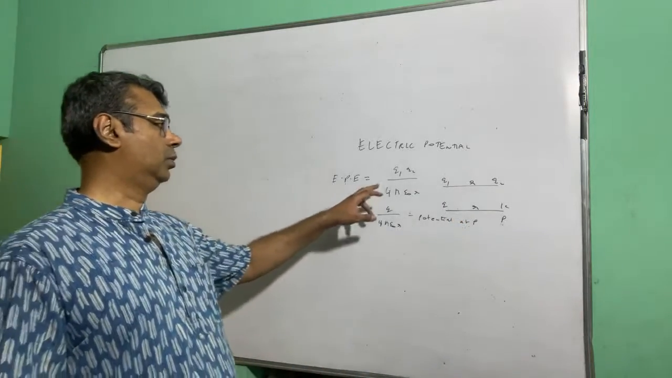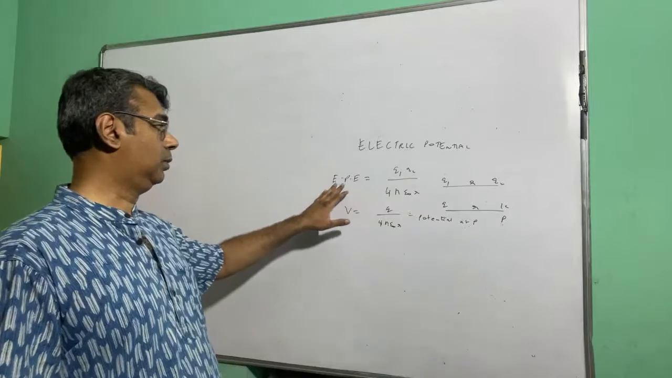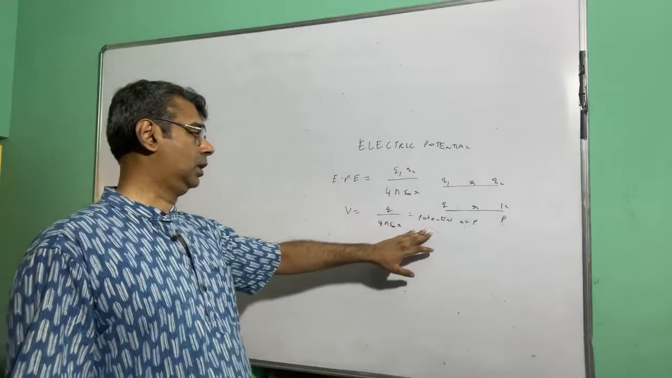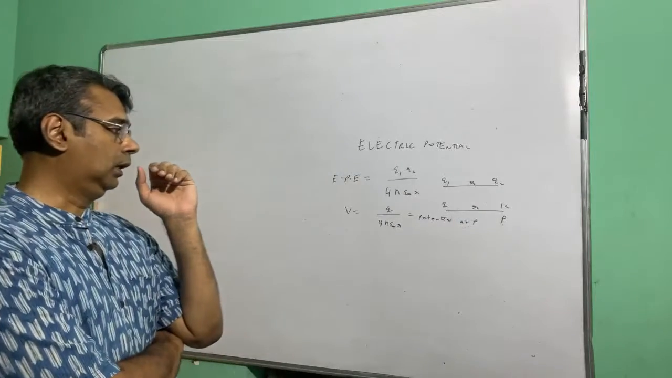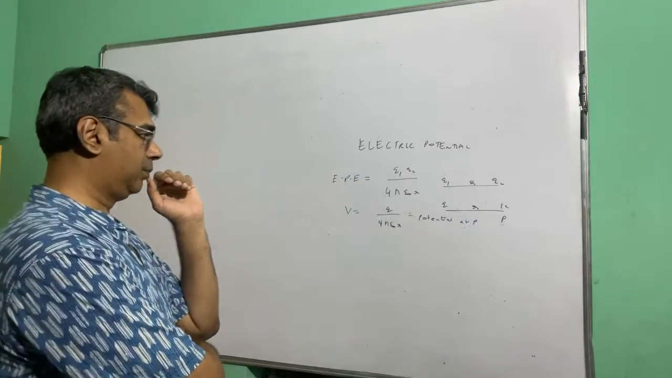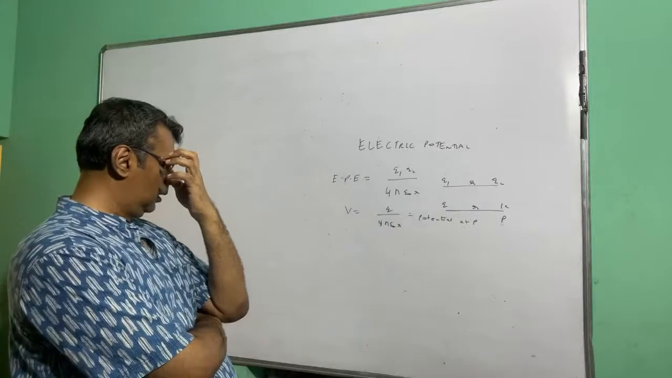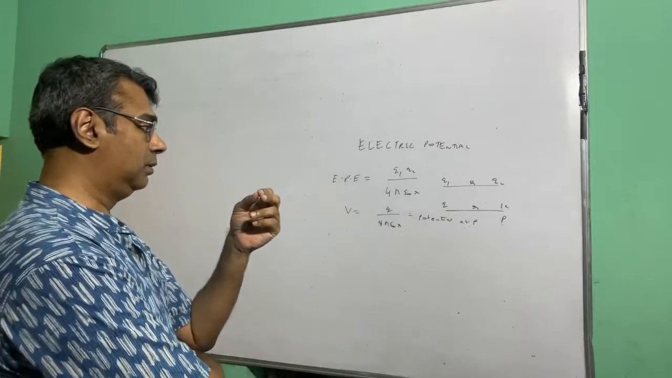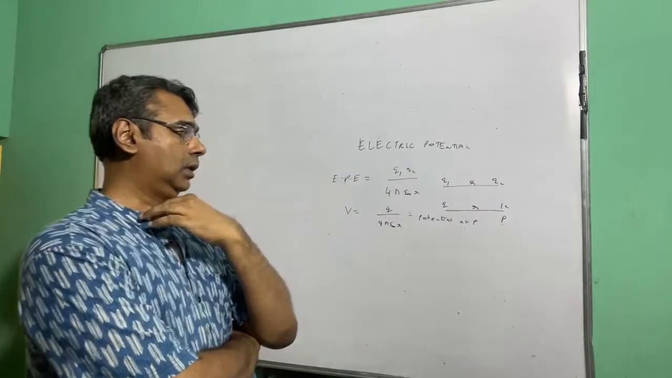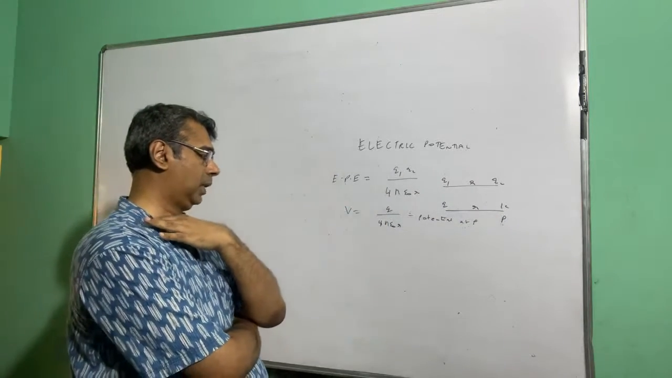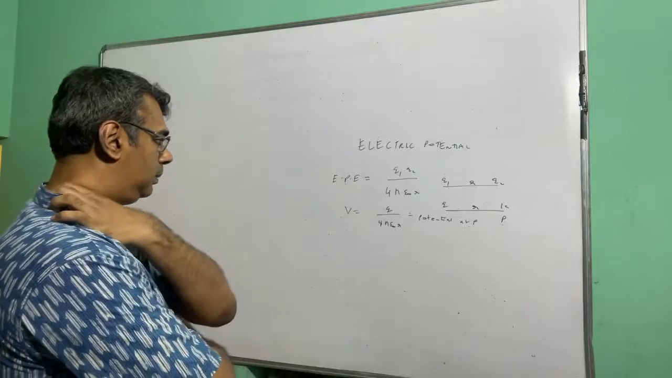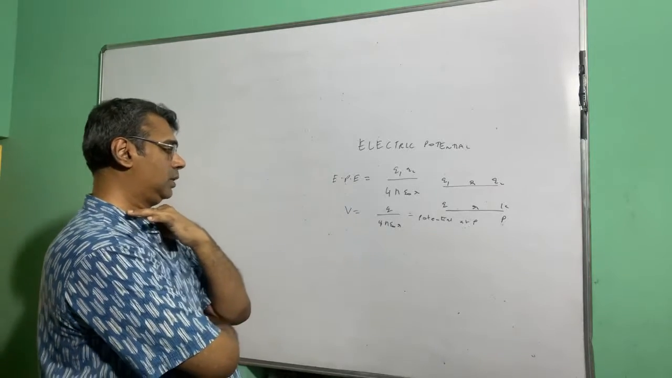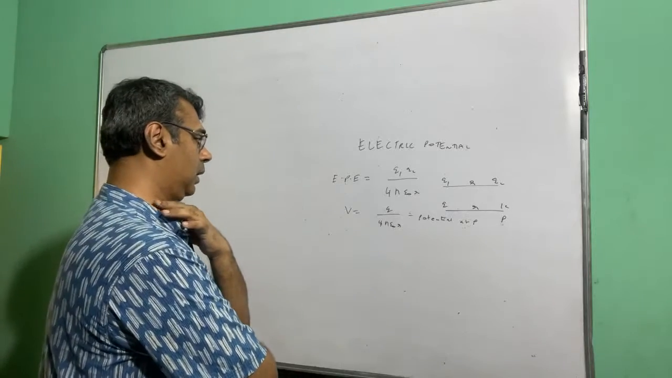Okay? So Q1, Q2 by 4 pi epsilon naught R is electric potential energy for these two charges, and Q by 4 pi epsilon naught R is the potential at the point P. To get that potential, we will have to imagine a 1 coulomb charge kept at the point P, and then we can get the potential at the point P. So this is the topic: electric potential energy and potential.